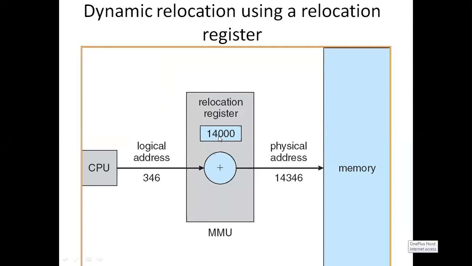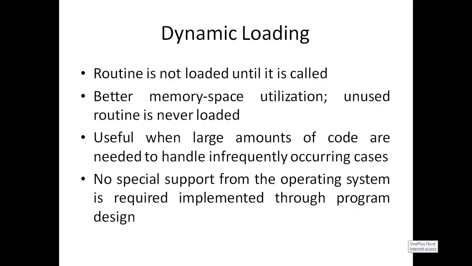So 346 is added to 14,000, so 14,346 is the physical address. Likewise, the logical address will be converted into a physical address by the MMU. MMU means memory management unit. It is a hardware device.